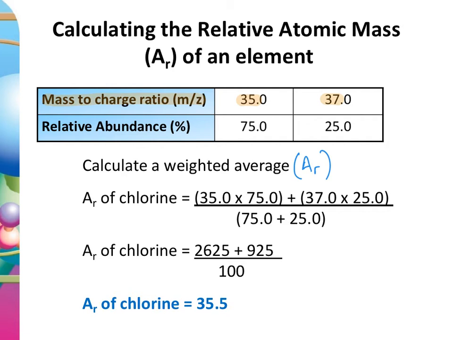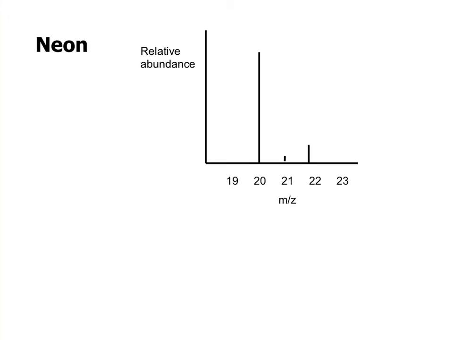That's fairly straightforward, okay? And you may well have done this very calculation at GCSE. Of course, it's going to get a little bit more complicated than that at A level. So we're just going to look at neon. You can see that we've got 3 peaks, so we have 3 isotopes. These isotopes have mass of 20, 21 and 22. We can clearly see which one is the most abundant, the one with the mass 20, and the least abundant is the one with the mass 21.